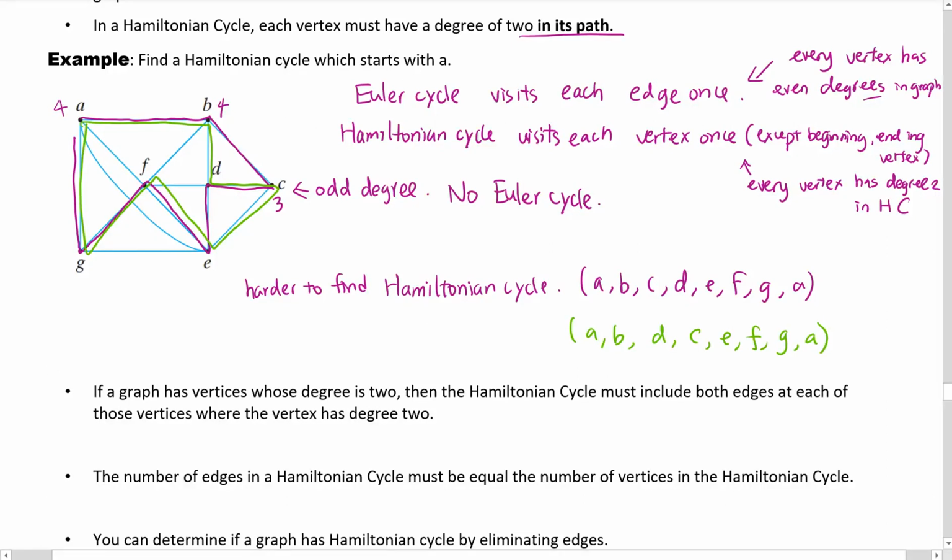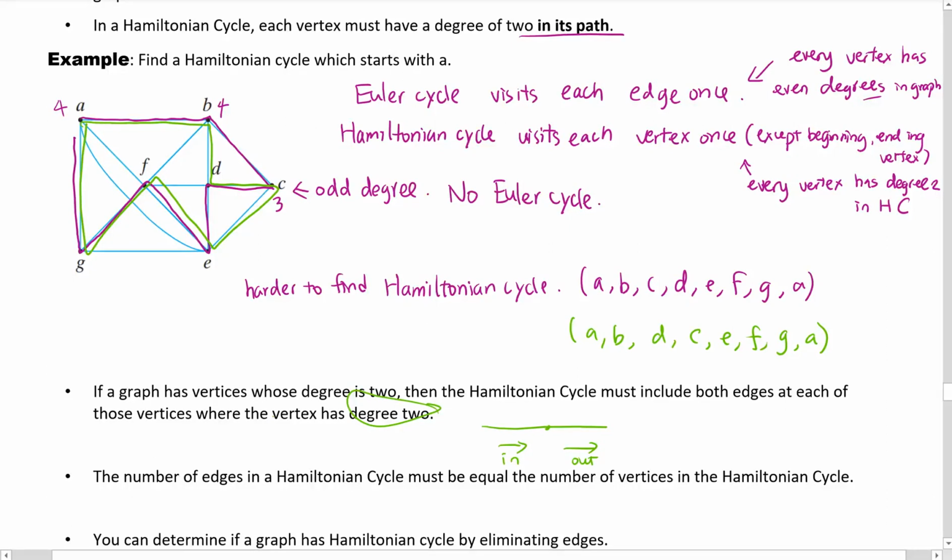Next, if a graph has vertices whose degree is 2, then the Hamiltonian cycle must include both edges at each of those vertices. Because 2 is the minimum. For a vertex, you want to go in and you want to go out, right? So if a vertex has degree 2, then those 2 edges must be included in the Hamiltonian cycle. If you want to connect to that vertex, you must go in through one edge and go out through another edge.